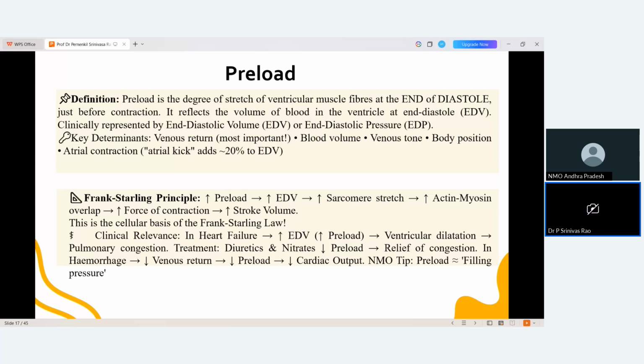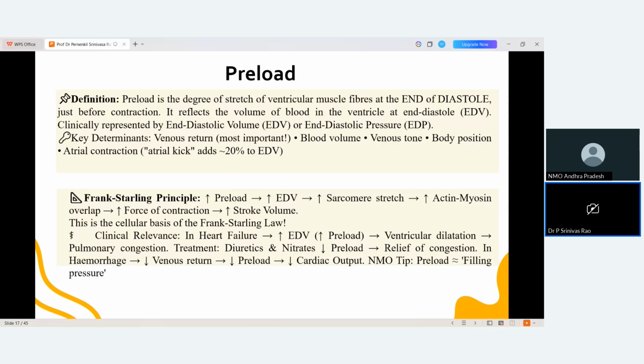Once they have given this, treatment is diuretics and nitrates. Why are diuretics given? The diuretics will remove the congestion. Nitrates will reduce the preload. So, relief of congestion. In hemorrhage, or hypovolemic shock, there is a decrease in the venous return, a decrease in the preload, and a decrease in the cardiac output. So remember, preload is the filling pressure, the pressure caused by the filling of the heart.